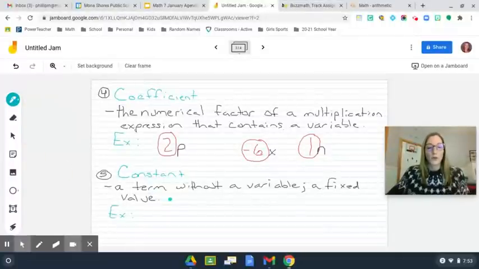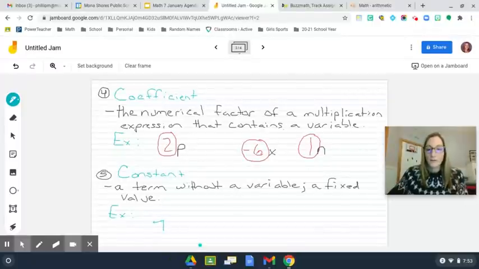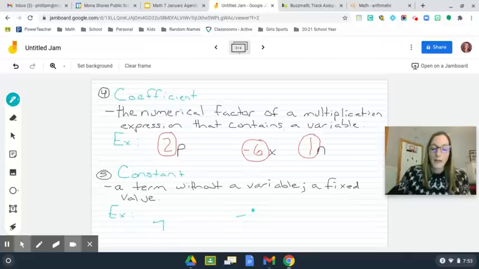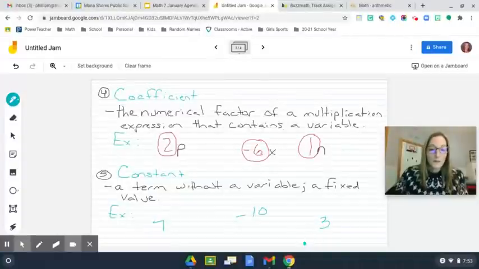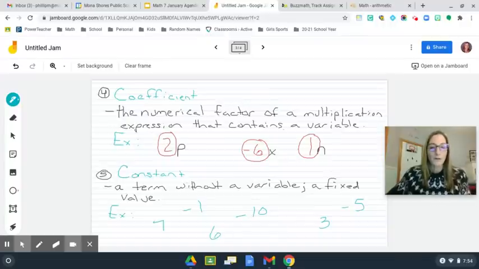Constant. A term without a variable, a fixed value. So that's really any number. It could be 7, -10, 3, -5, -1, 6. So it's just a number. It's a positive or a negative number that doesn't have any variable next to it. It's a constant.